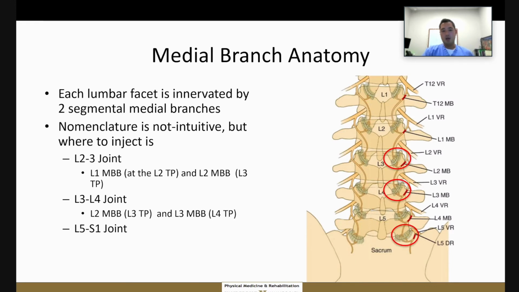So again, I don't want to belabor this, but when you're thinking about, for example, the L3-4 facet joint here, you have two medial branches, and they would have contribution from the L2 medial branch and the L3 medial branch. So when you're blocking a specific facet joint, you are blocking two medial branches.